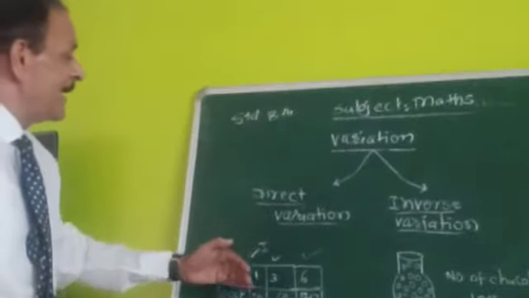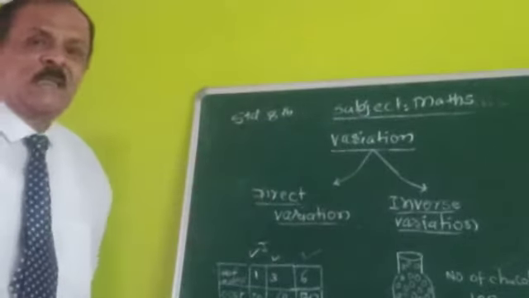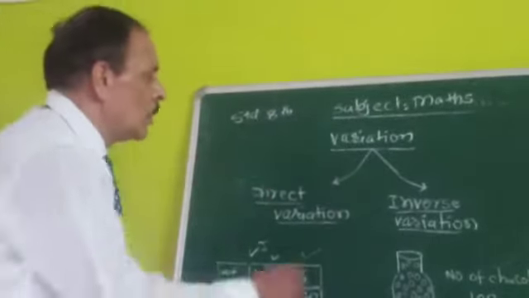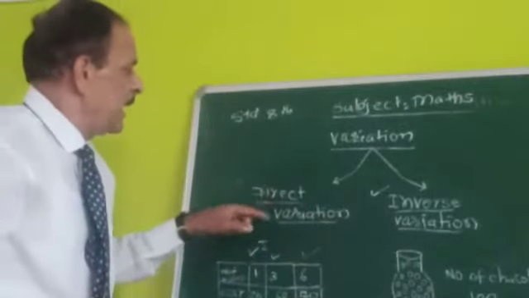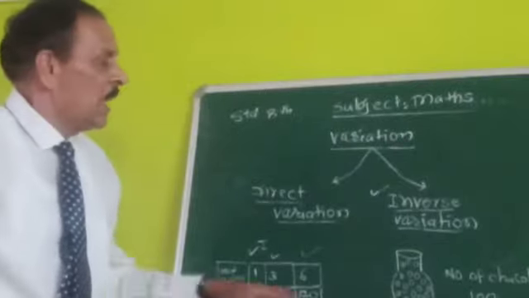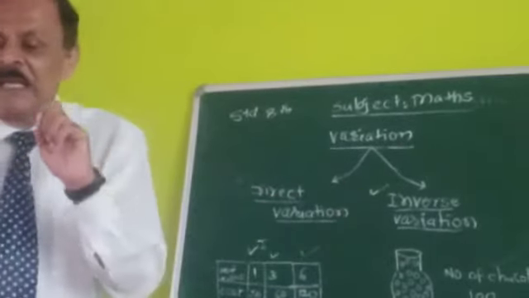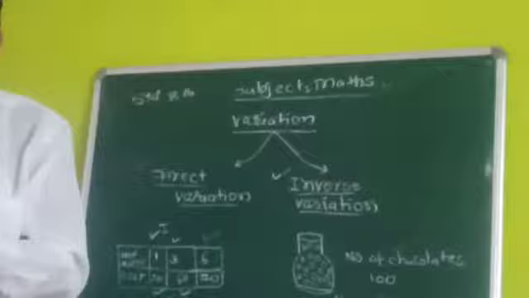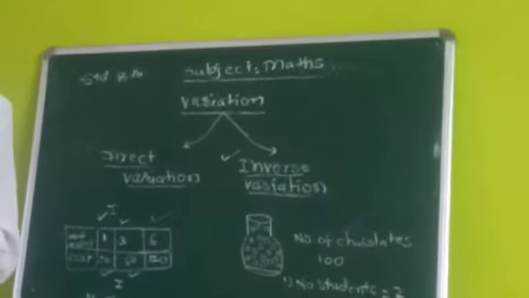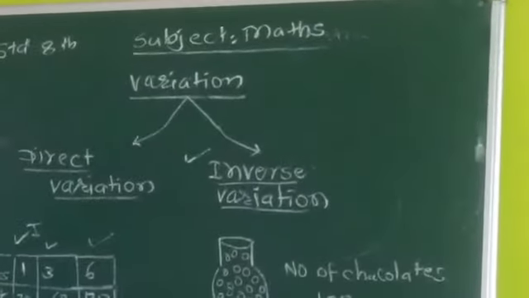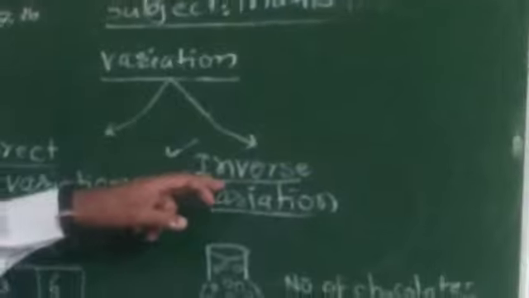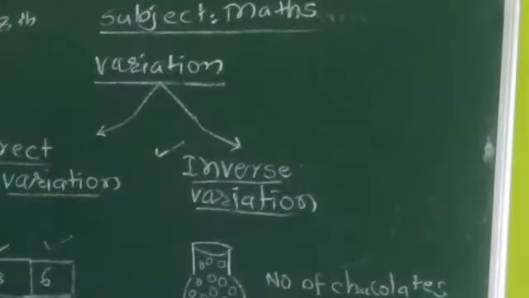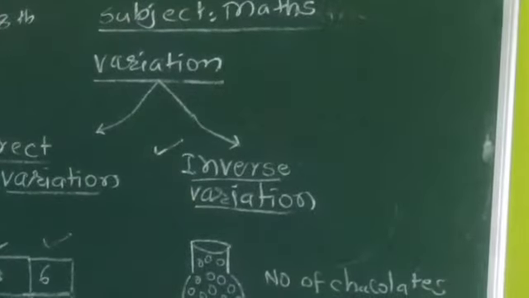Now here the concept of direct variation is clear to you. Now we go for the inverse variation. So initially you understood there are 2 types of variation. Prasad, what are the 2 types of variation? Direct variation, inverse variation.